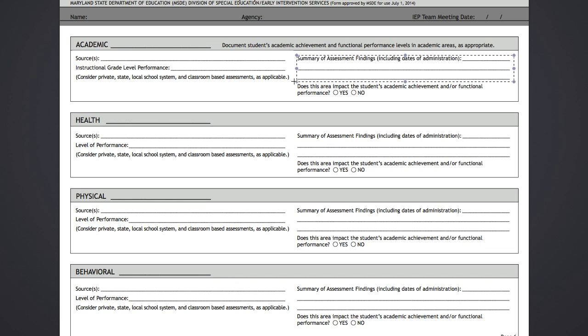And then I come to this question: does this area impact the student's academic achievement or functional performance? And in most cases here you're going to answer yes, because later in the IEP you're going to address this in some way.